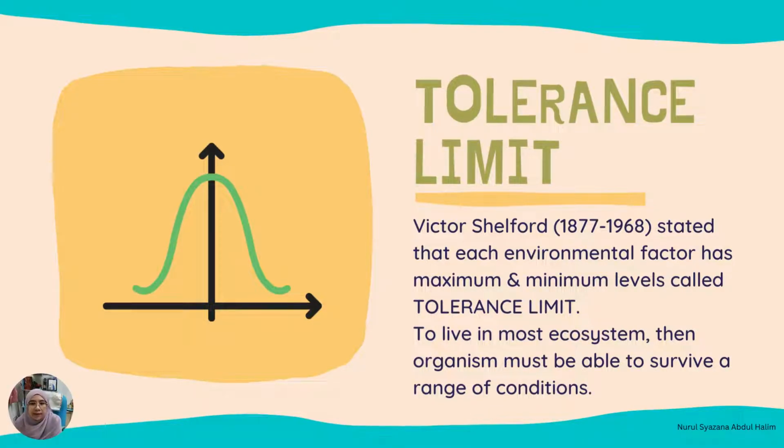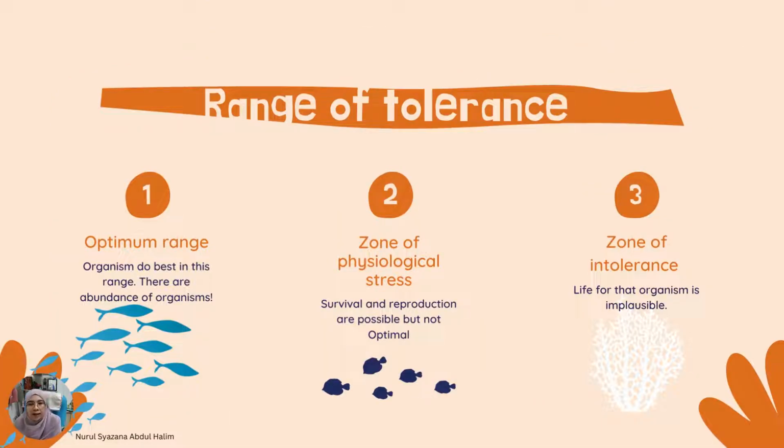Victor Shelford stated that each environmental factor has maximum and minimum levels, and they are called tolerance limit. To live in most ecosystems, an organism must be able to survive a range of conditions. There are three ranges of tolerance. The optimum range is where organisms do best.